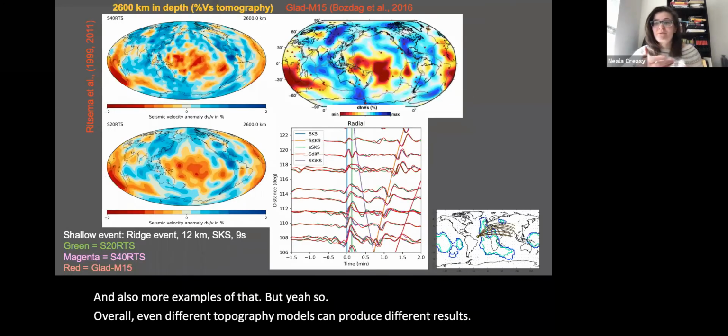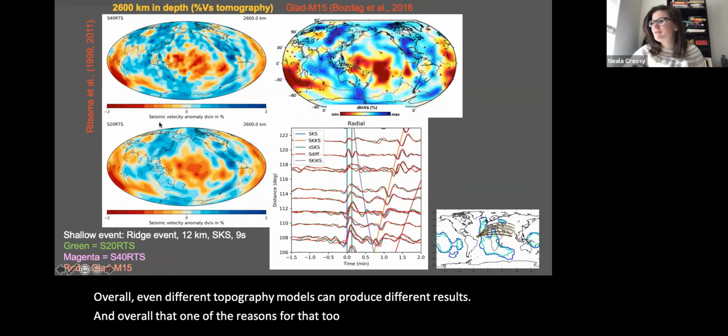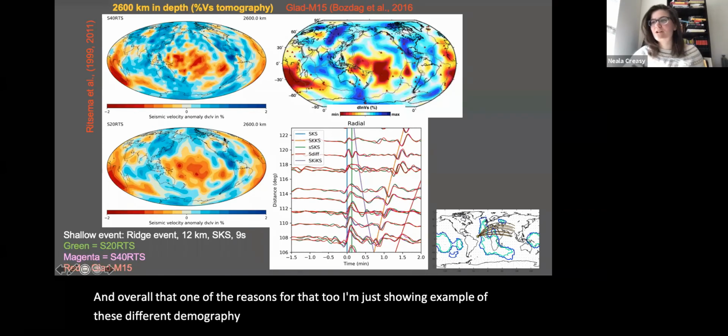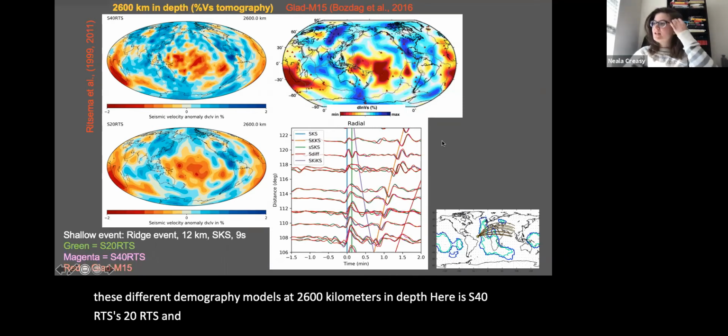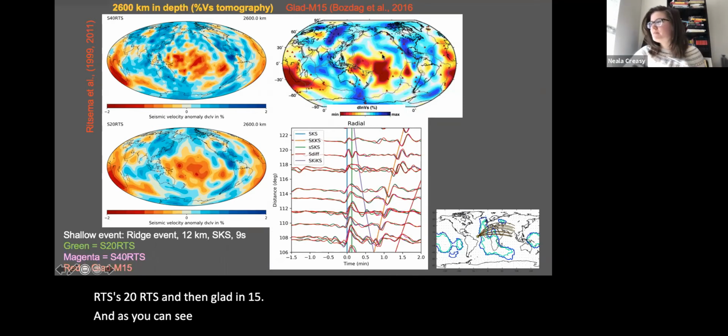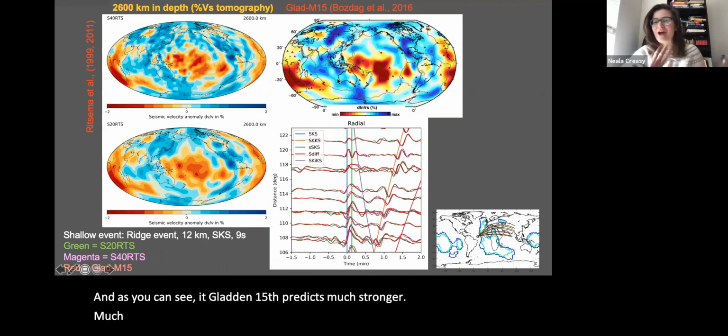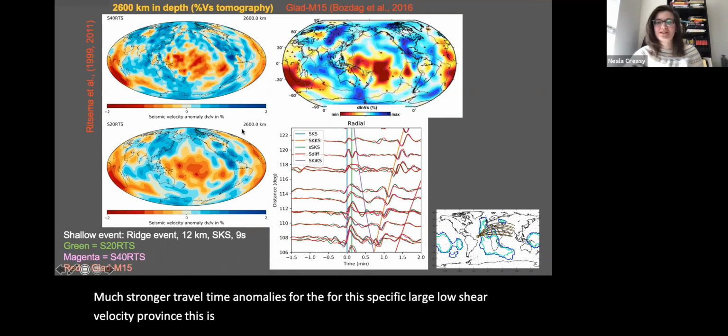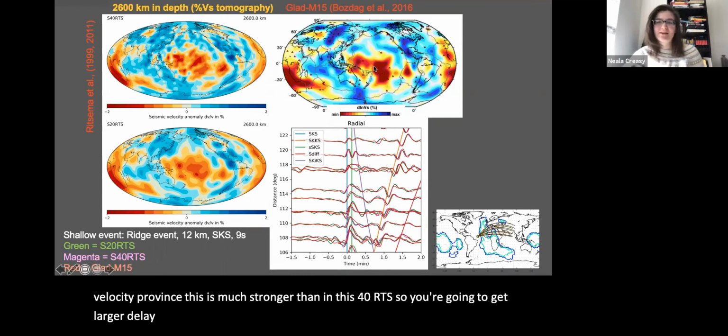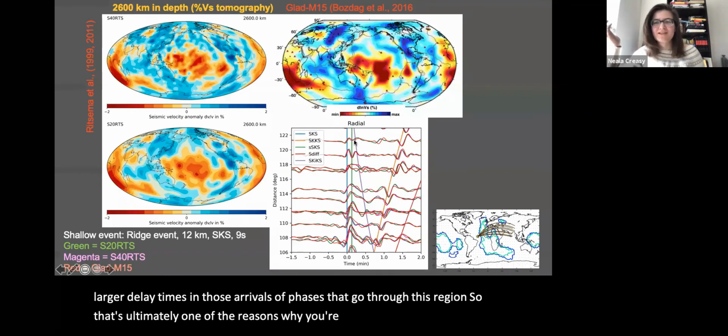One of the reasons for that, I'm just showing an example of these different tomography models at 2,600 kilometers in depth. Here's S40RTS, S20RTS, and then GLAD M15. As you can see, GLAD M15 predicts much stronger travel time anomalies for this Pacific large low shear velocity province. This is much stronger than in S40RTS. So you're going to get larger delay times in those arrivals of phases that go through this region. So that's ultimately one of the reasons why you're going to have differences.